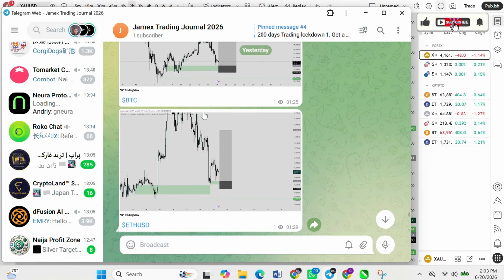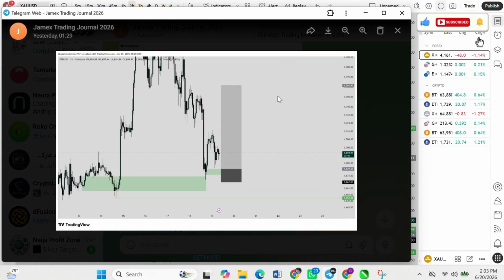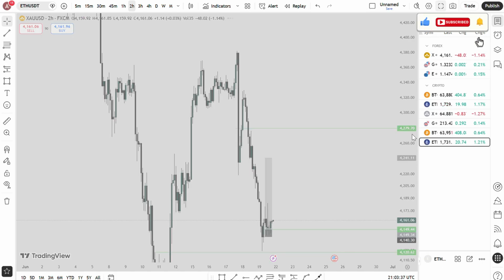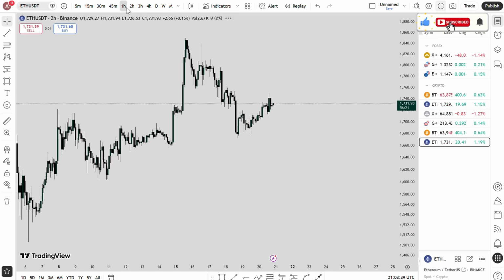And this is my BTC trade. I'm still waiting for a trigger. And this is my ETH trade. Let me just show you how I took this trade on ETH. The trade is playing out up to now. I refuse to close it.